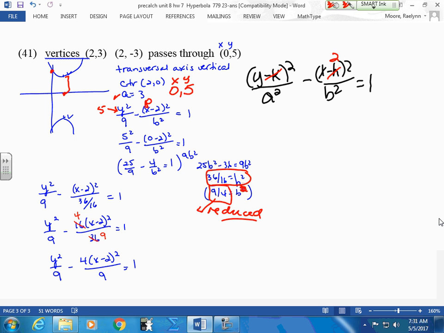Okay. A little messy. You're here with fractions. I get it. Find the common denominator. Multiply every term by the common denominator. Put it on top of every term.